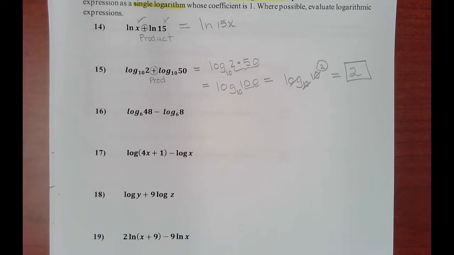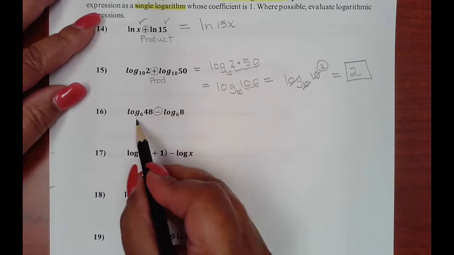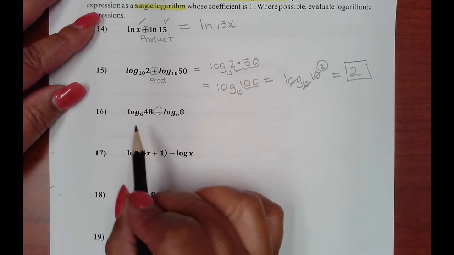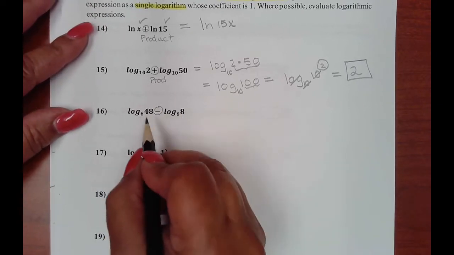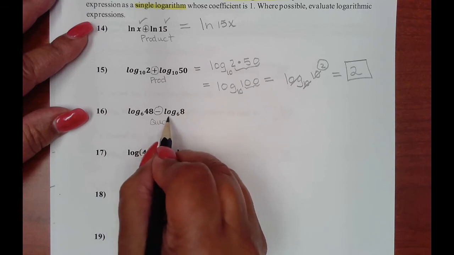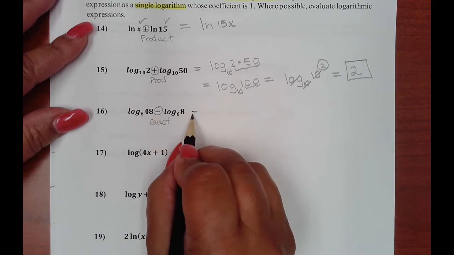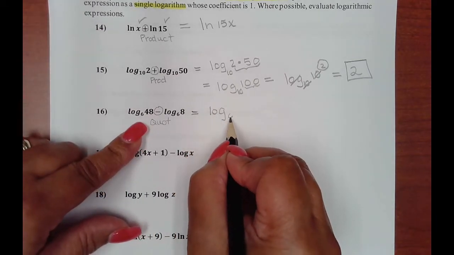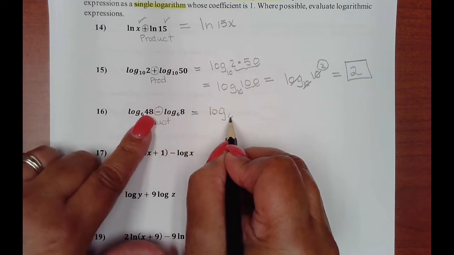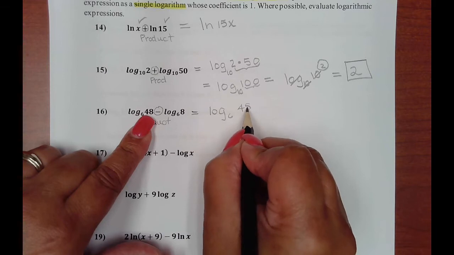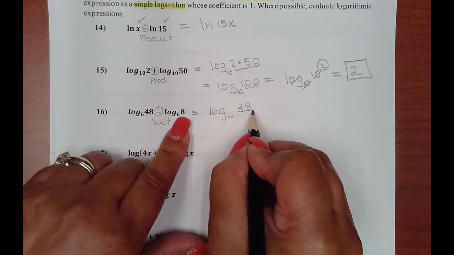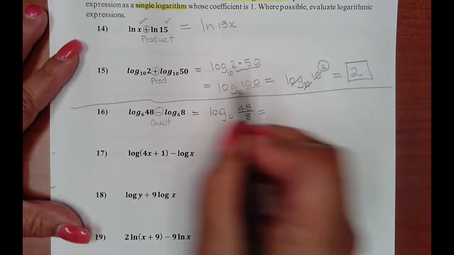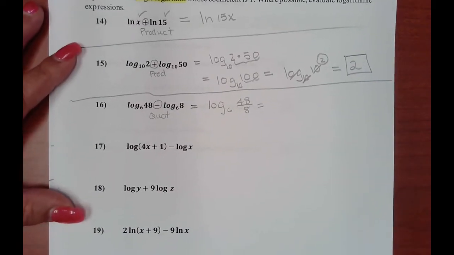Okay, moving to the next one. This time I see a minus sign separating the individual logs. Well, if something is in its expanded form with a minus sign separating the individual logs, that means it used to be a quotient before it was expanded using this minus sign. So list your log one time, base is 6. And make a quotient out of these. Whatever is mentioned first will be the top of the quotient, and whatever is mentioned in the second log will be the denominator.